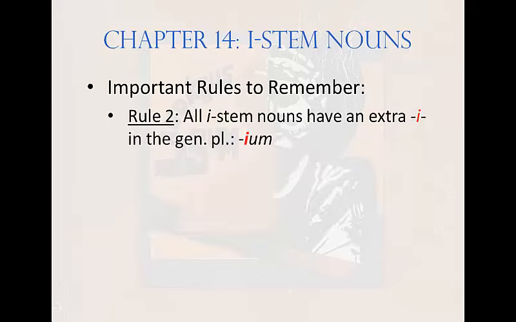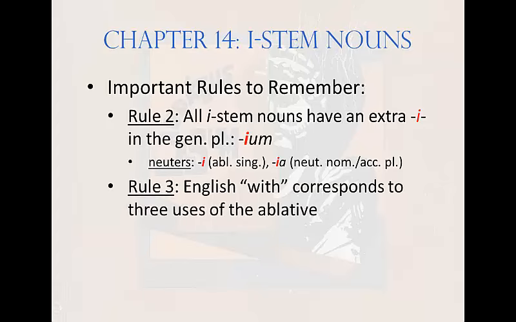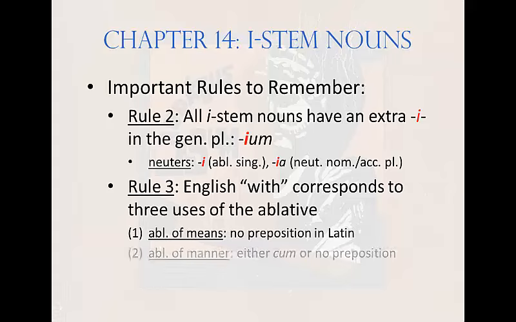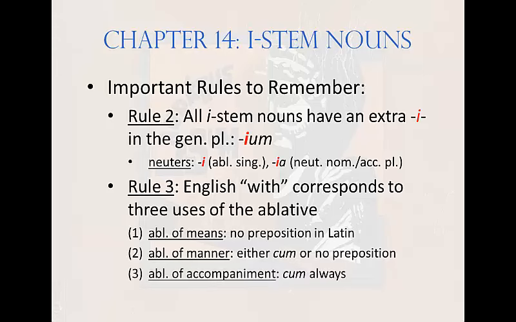Rule 2. All I-stem nouns have an extra I in the genitive plural, producing an ending ium. Neuters also have I in the ablative singular and ia in the nominative and accusative plural. Rule 3. English with corresponds with three uses of the ablative. 1. The ablative of means, which requires no preposition in Latin. 2. The ablative of manner, which can use cum or no preposition. And 3. The ablative of accompaniment, which uses cum always.